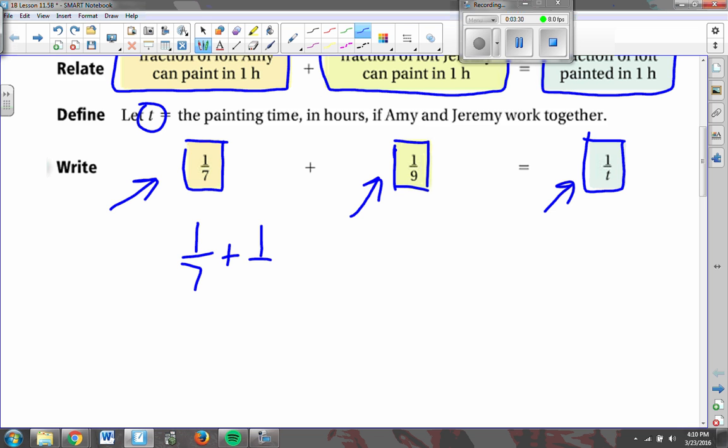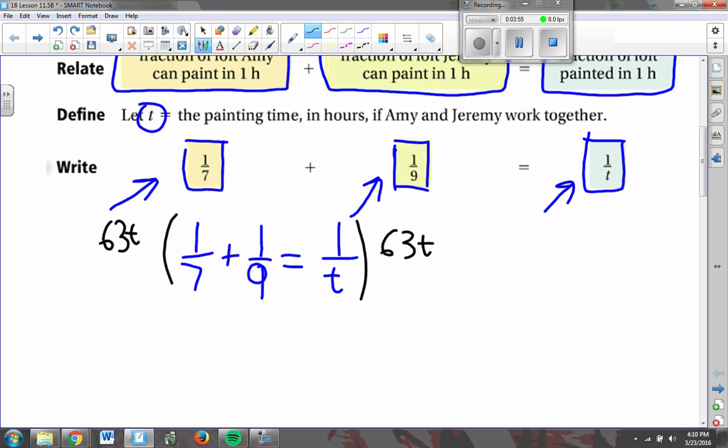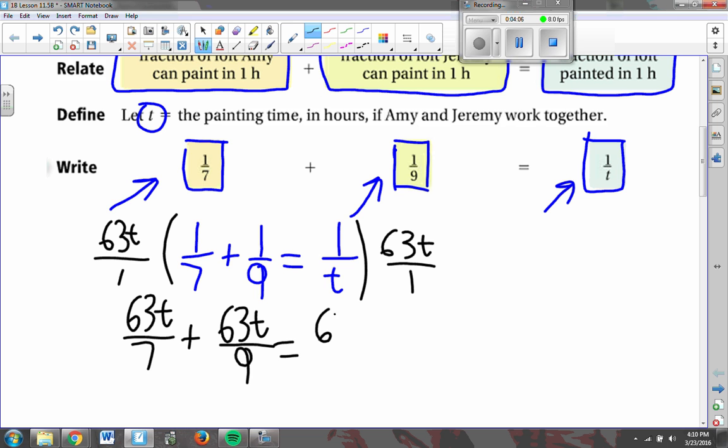1/7 plus 1/9 equals 1/T. So I'm going to solve this by getting rid of all my fractions, multiplying by the least common denominator, which in this case, for 7 and 9, I think the only thing I can get there is 63, and then I'll need a T as well. So I will multiply all of this by 63T over 1. And I end up with 63T over 7 plus 63T over 9 is equal to 63T over T.